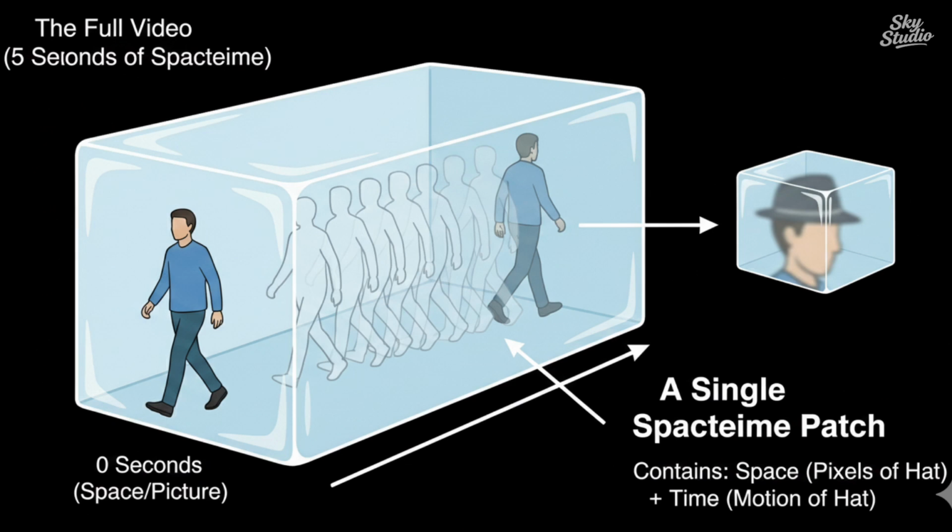This is the hardest part. To make a video, the AI has to ensure the movement is smooth and consistent over time. It breaks a video into 3D blocks of data that contain both the image and the time. Imagine a 5-second video is a solid block of clear ice. The front of the block is the start, 0 seconds. The depth of the block is the time, reaching 5 seconds at the back.